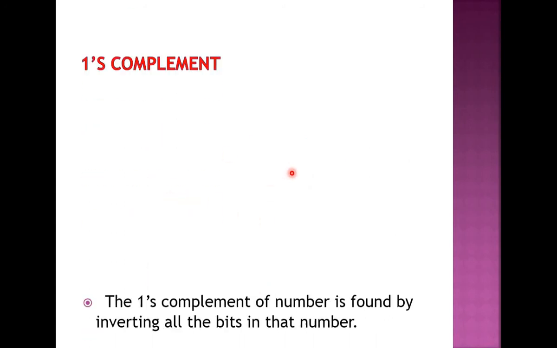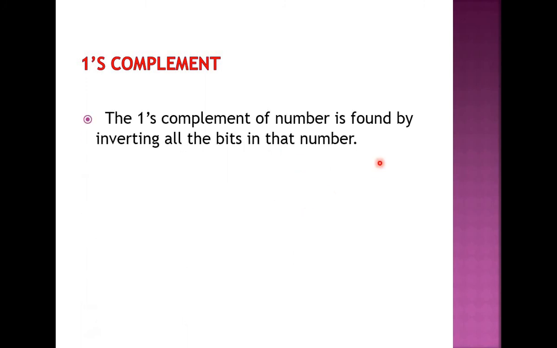Now we have to study the ones complement. The ones complement of a number is found by inverting all the bits in that number. So if the number has a 0, we write 1 for it, and for 1 we write 0. We take one example. The number is 1101. When we perform the ones complement, the 1 becomes 0, the next 1 becomes 0, the 0 becomes 1, and the last 1 becomes 0.